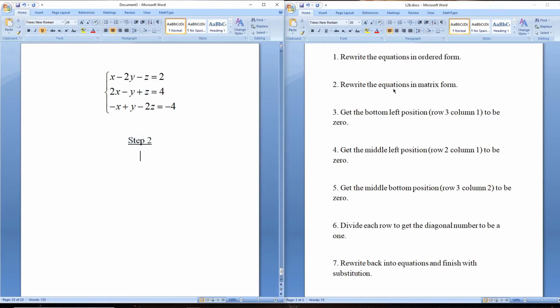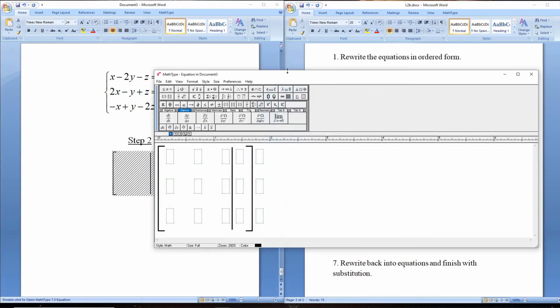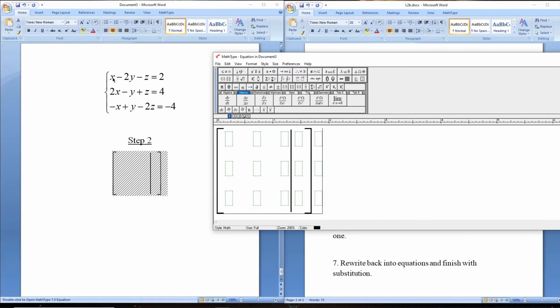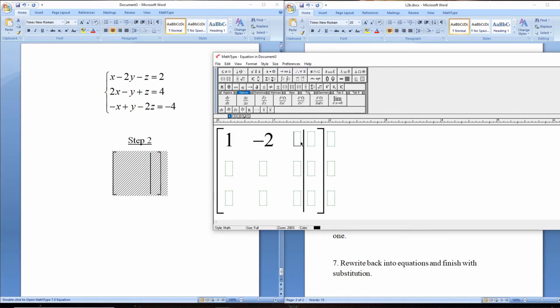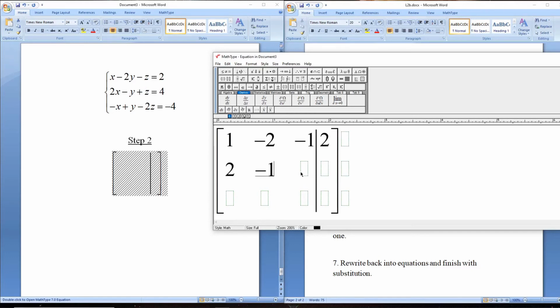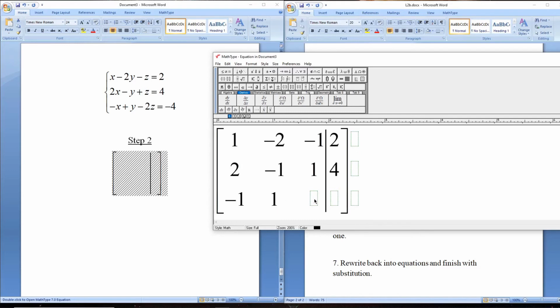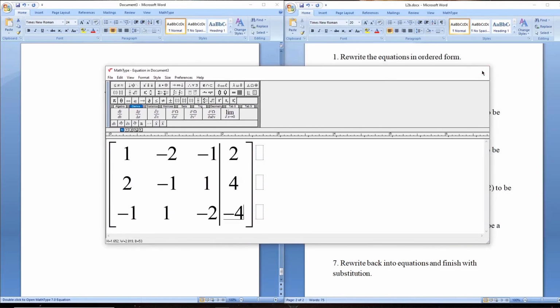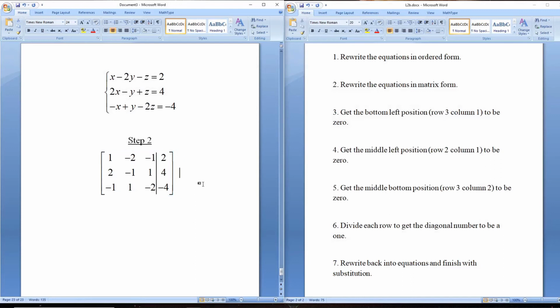So let's check out step 2. Rewrite the equations in matrix form. So let's do that. That means writing it all out, just the coefficients. If we look at the first row here, our coefficients are 1, minus 2, minus 1, and 2. Looking at the second equation coefficients, we have 2, minus 1, 1, and 4. And then looking at the third equation coefficients, we have minus 1, 1, minus 2, and a minus 4. And there is step 2, rewrite the equations in matrix form.